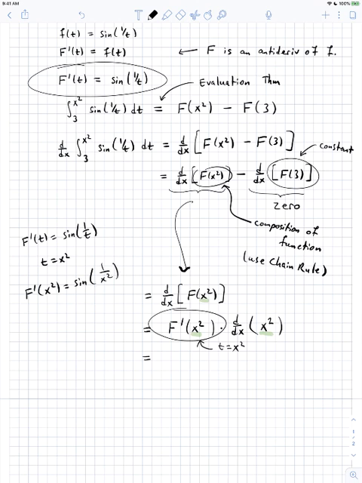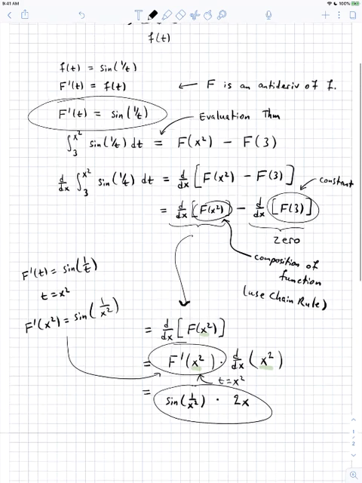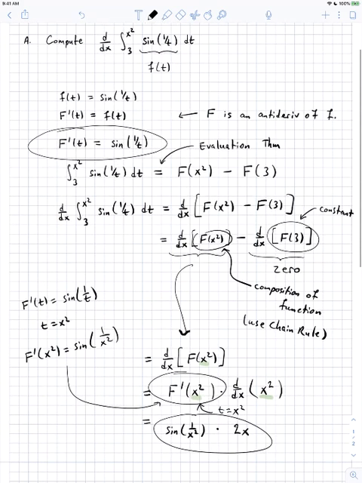So I just need to plug that back into here. And so we'll have sine of 1 over x squared times the derivative of x squared, which is 2x. And that's our answer. It's just that simple. The derivative with respect to x of this complicated looking integral, using the evaluation theorem and the chain rule, is right here. It's sine of 1 over x squared times 2x. So that's our first example.